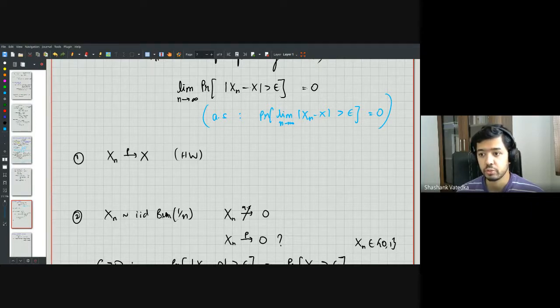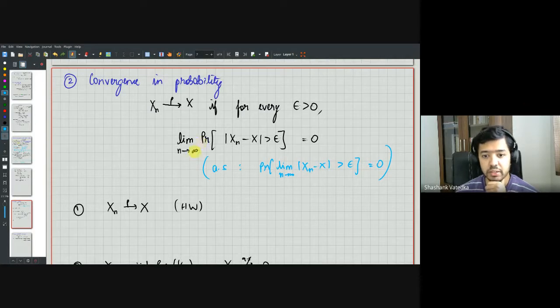All right. So difference between 1 and 2, are you talking about examples 1 and 2 or the two different notions of convergence? So you mean almost sure convergence and convergence in probability? Right. So as I mentioned, in convergence in probability, basically the limit is outside this probability. Whereas in almost sure convergence, the limit is inside this probability.